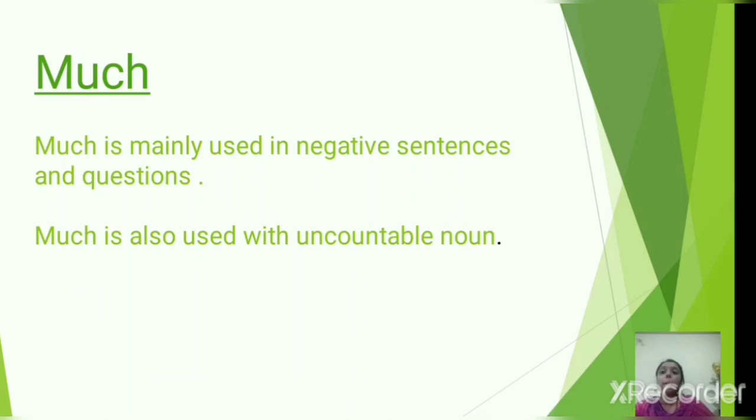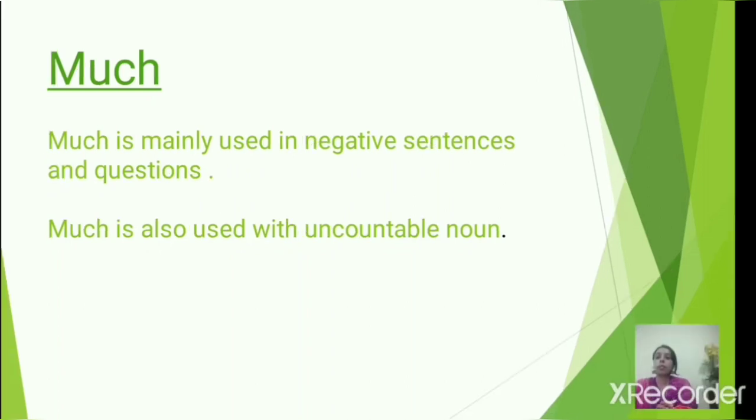Much. Much is mainly used in negative sentences. Which type of sentences? Negative sentences and questions. Much is also used with uncountable nouns. But what is an uncountable noun, students? Like water, tea, coffee, sugar. These all are uncountable nouns. Much is used with uncountable nouns to indicate a large quantity. It is mostly used in negative questions or sentences. We can use much with an uncountable noun with a quantity.